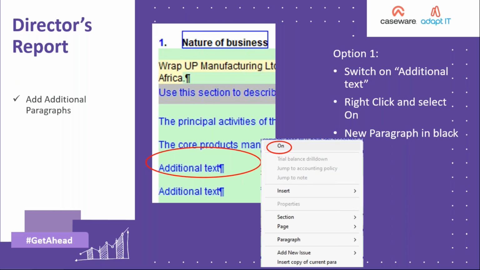These text sections have been added to help you go faster. You simply switch it on, modify the text if required. That's the first option. Remember, for it to print, it has to be in black. So you have to right click and turn it on.